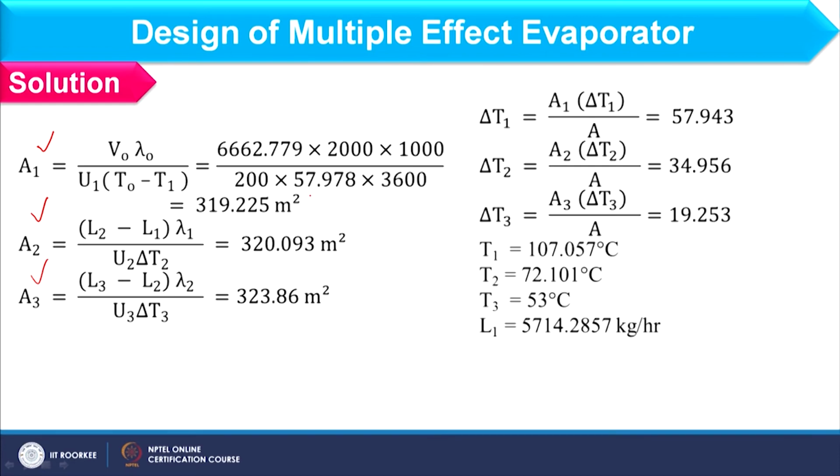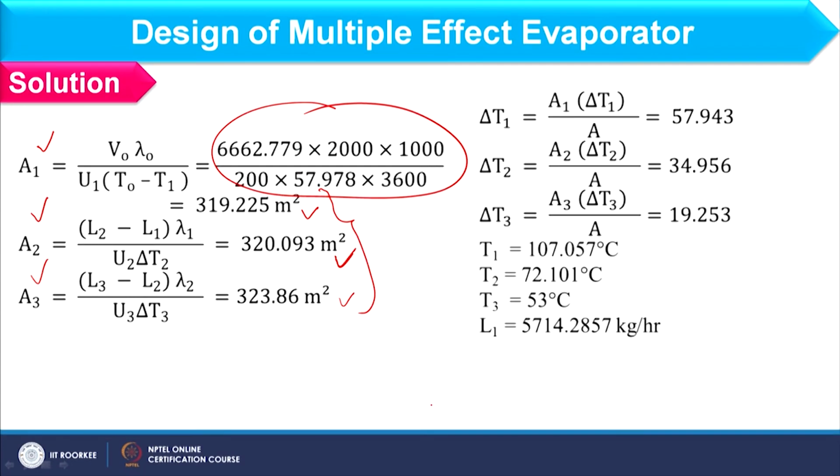Okay. So, now the area of each effect considering all these values, I am not going into details of this because this point we have already discussed in the last iteration. So, A1 value you can obtain as 319.225, A2 320.093, A3 323.86. And so, you can find out that these areas are different.